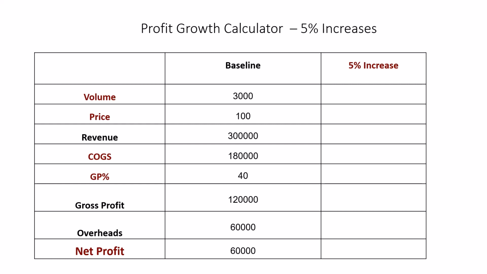So here we have our volume is 3,000 units of whatever it is we sell. We charge 100 for this thing or service. So our revenue would be 300,000.